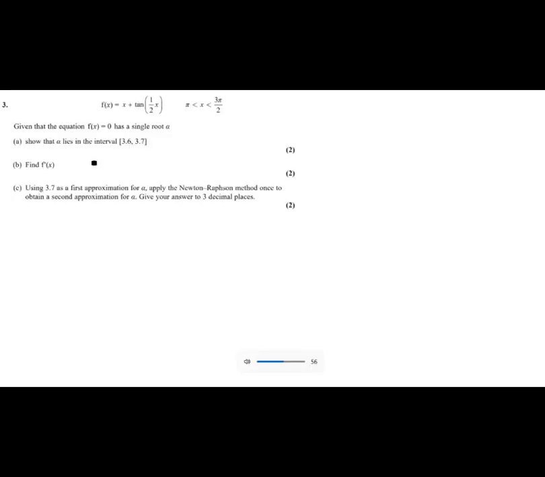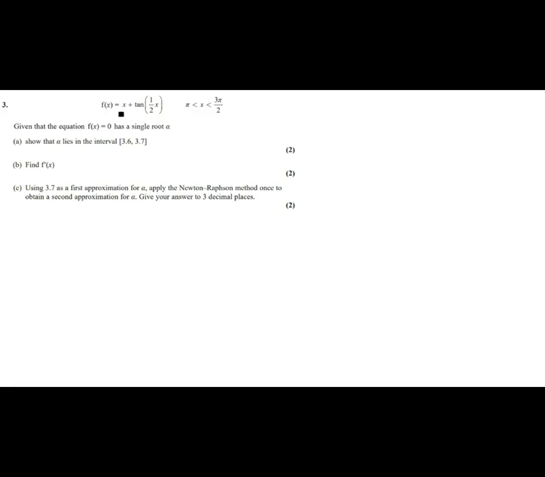Okay, let's check the answer quickly. So 1 minus 9x over 2 minus 81 over 8x squared minus 729 over 16x cubed. So all correct.